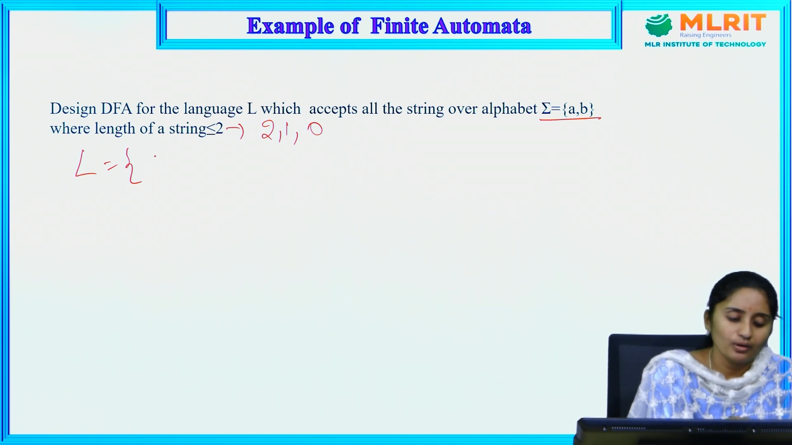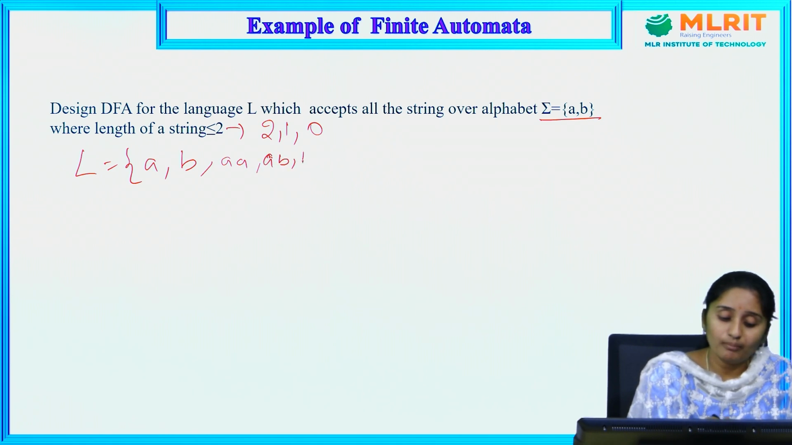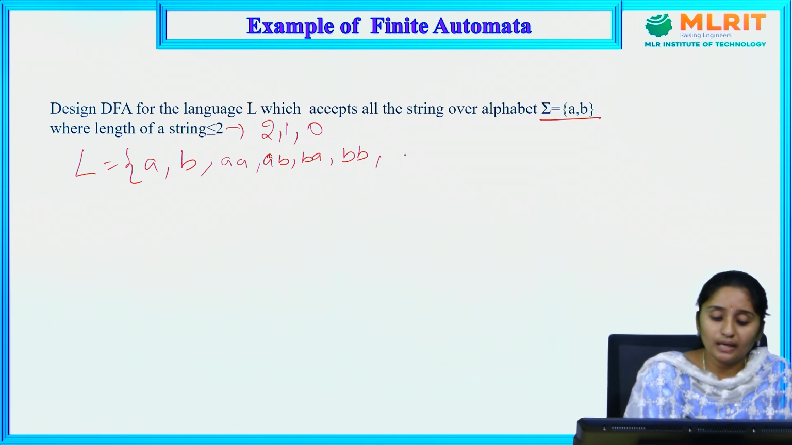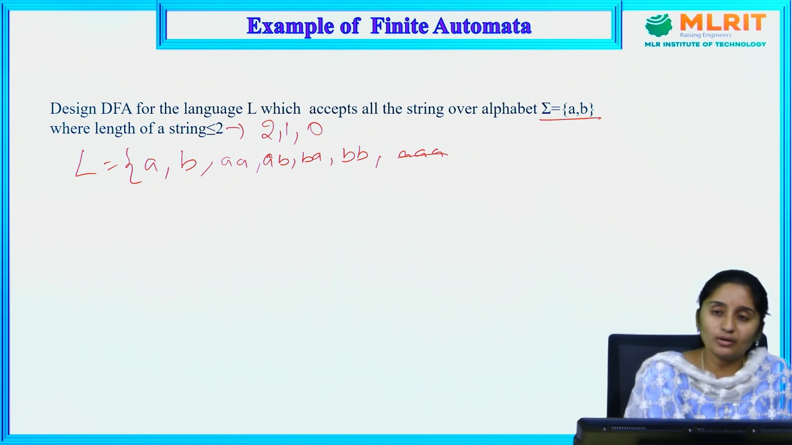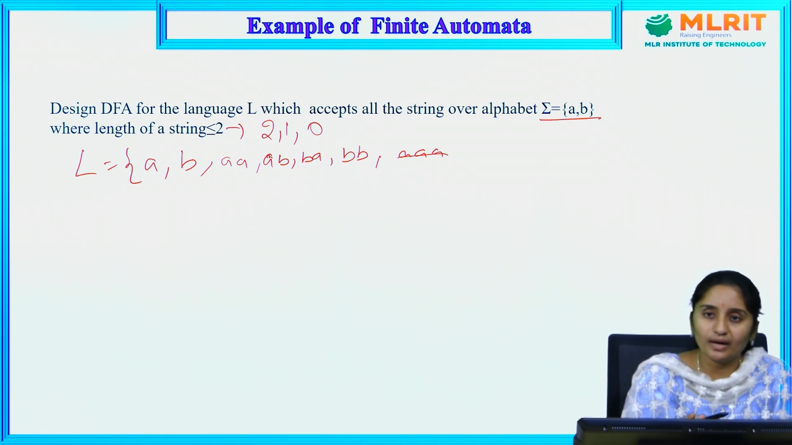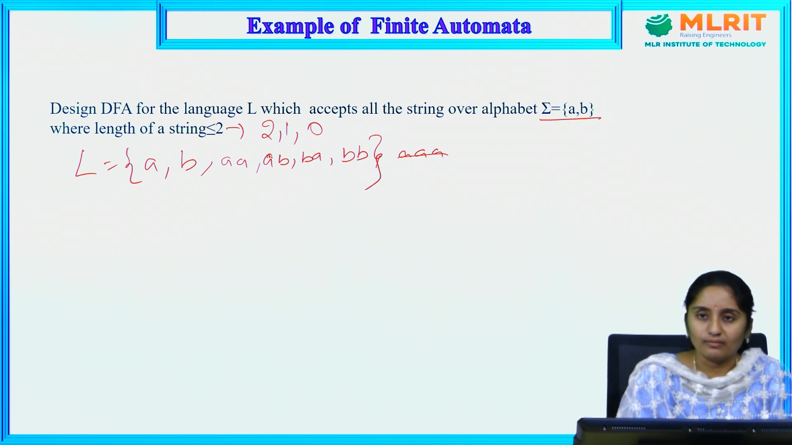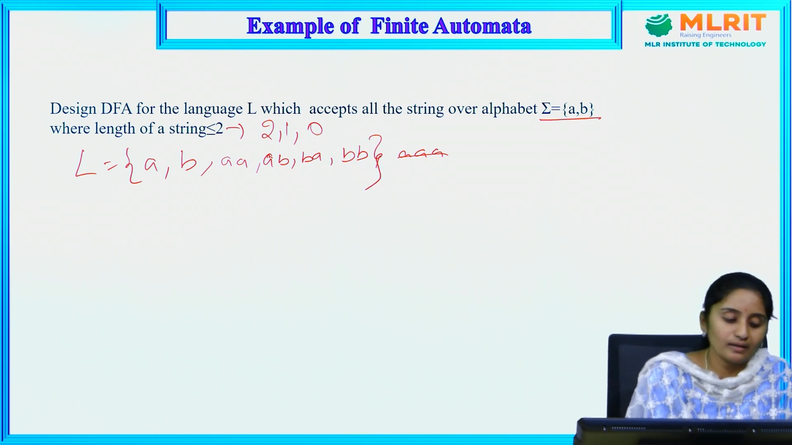L equal to. So, A, 1 length string, B, 1 length string, 2 length strings, AA, AB, BA, BB. Can I have 3 length strings? Will it be accepted? No, it is not accepted. Only the length of the string is less than or equal to 2, which means I can have 0 or 1 or 2. So, that is accepted. So, this is the language. So, let us construct a DFA diagram for it.